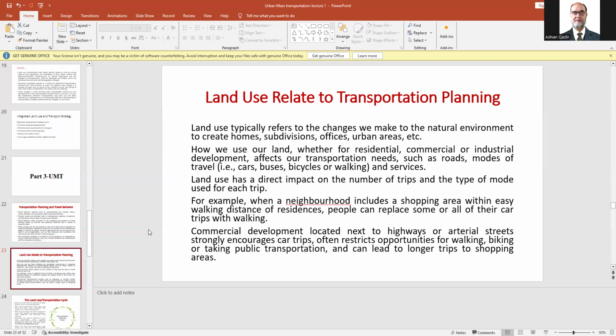town, for instance, like a barrier town. It's not like this, but there can be any other town that is situated in the outskirts of cities, and if they are not planned properly, this will create a lot of travel demand. Commercial development located next to highways encourages car trips, often restricts opportunities for walking, biking, or taking public transportation, and can lead to longer trips to shopping areas. That's another problem.